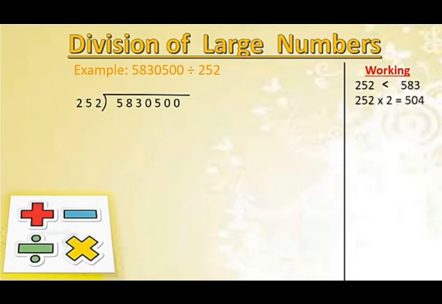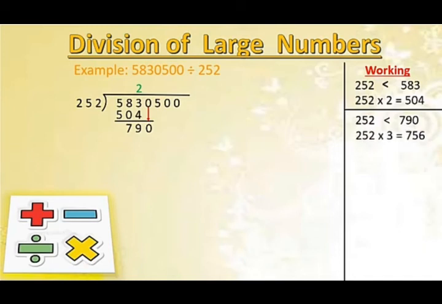Now, subtract 504 from 583. We get 79. Now we bring down the next digit 0, which make the number 790. Again we follow the same steps. Find the multiple of 252, which is either equal to or smaller than 790.